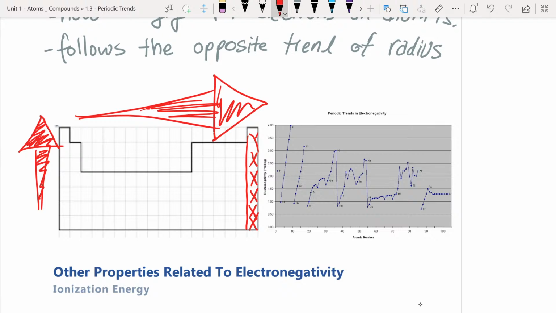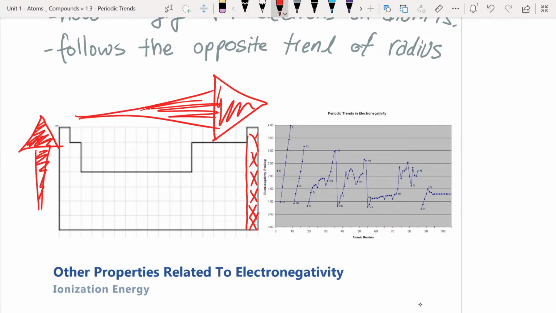Because, again, chemistry is all about the movement of electrons. Chemistry is all about what electrons do. So knowing how electron hungry an atom is a really useful piece of information. Very useful information. Questions about that?